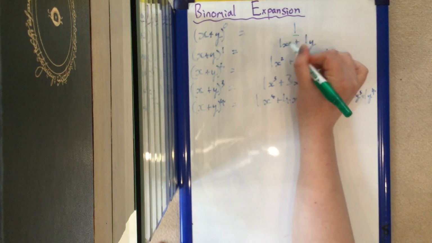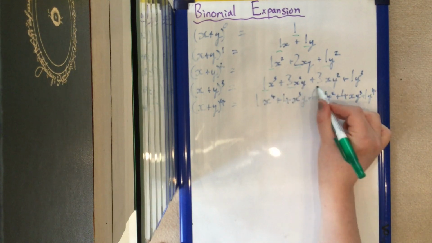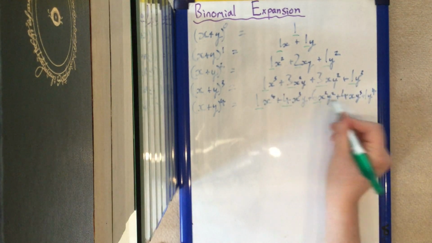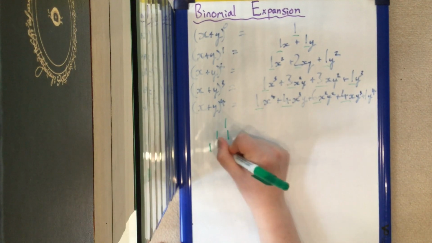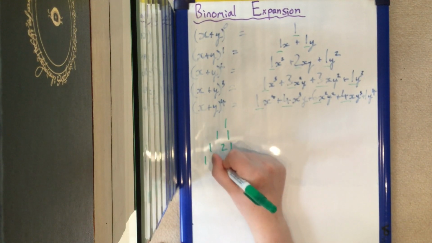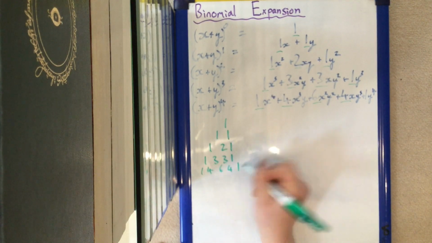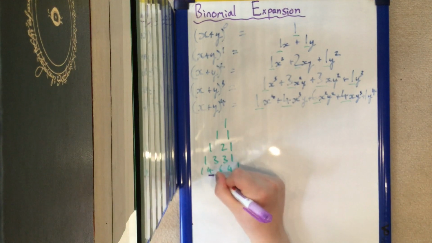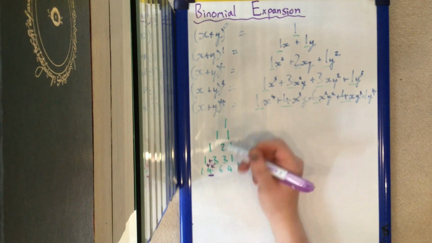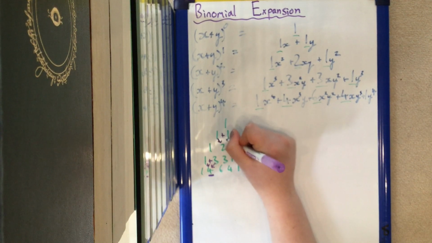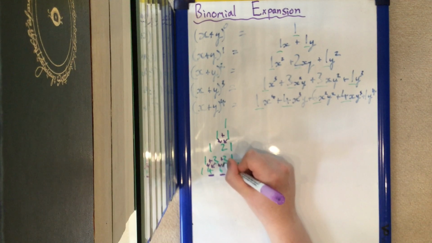Now if we just look at the coefficients of these x and y terms, you can see a pattern form. If I write this pattern out as 1, 1, 2, 1, 1, 3, 3, 1, 1, 4, 6, 4, 1, you can see that each number is the sum of the two numbers above it. So 1 plus 3 is 4. Here, 1 plus 1 is 2. And here, 3 plus 3 is 6.